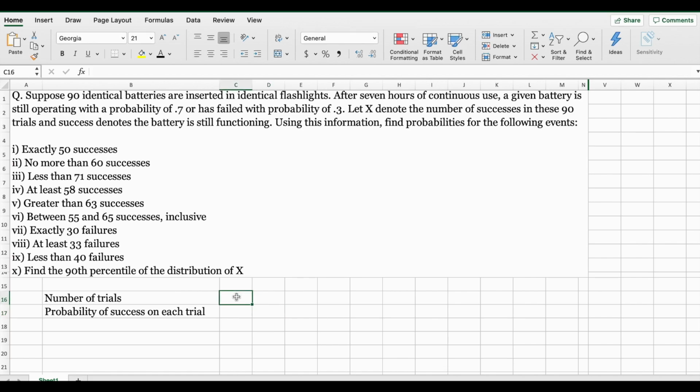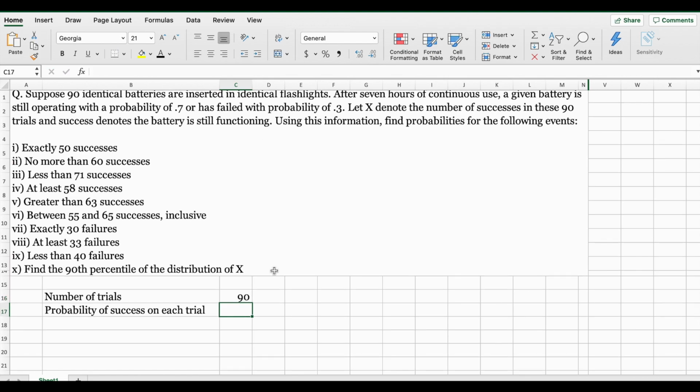So here we need to first identify the number of trials. In this example, the number of trials is 90. The second argument that is part of our formula is the probability of success on each trial. As per this question, the probability of success is 0.7. The number of trials, 90, is also known as n. And the probability of success on each trial, 0.7, is also known as p.